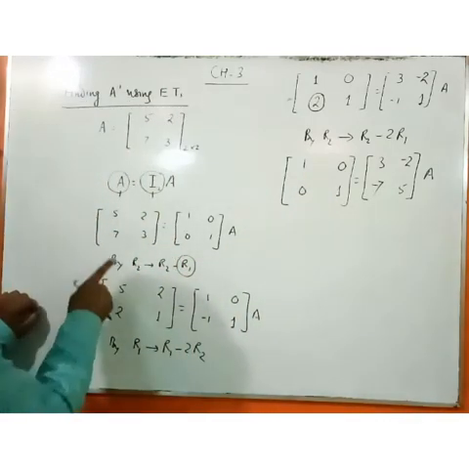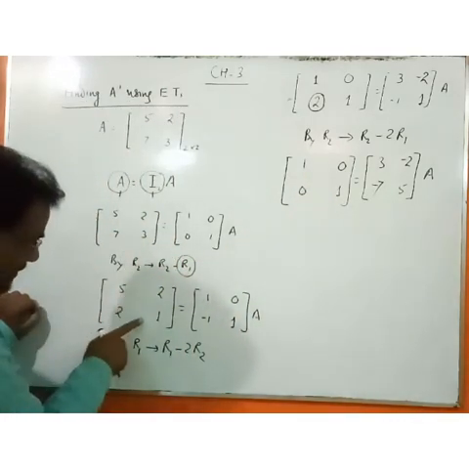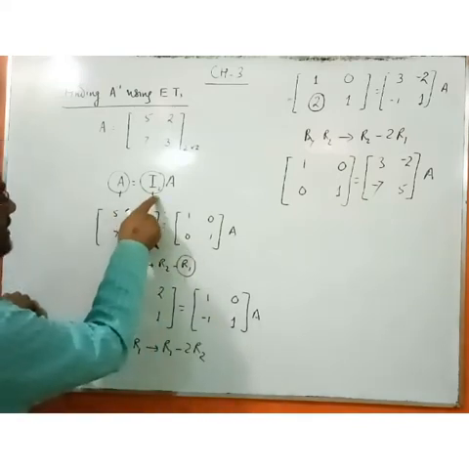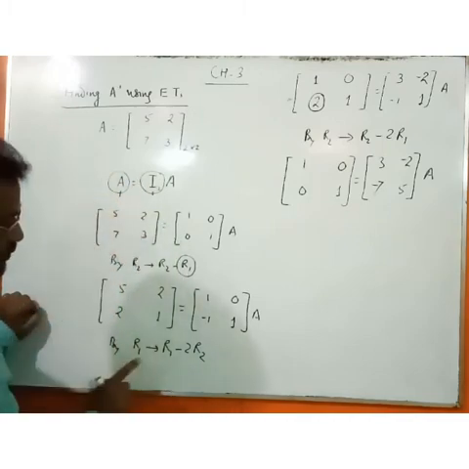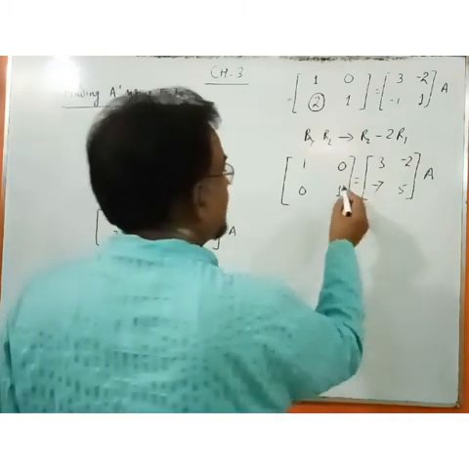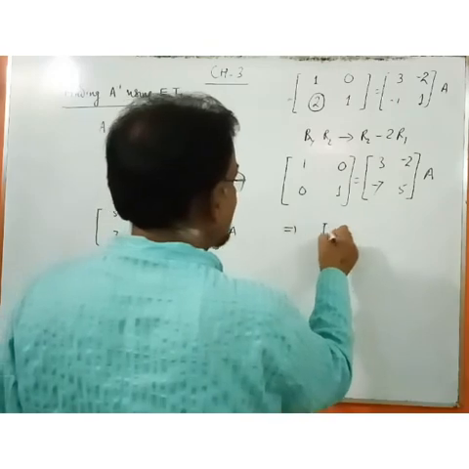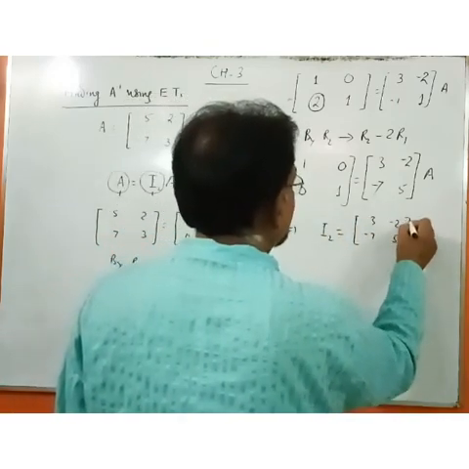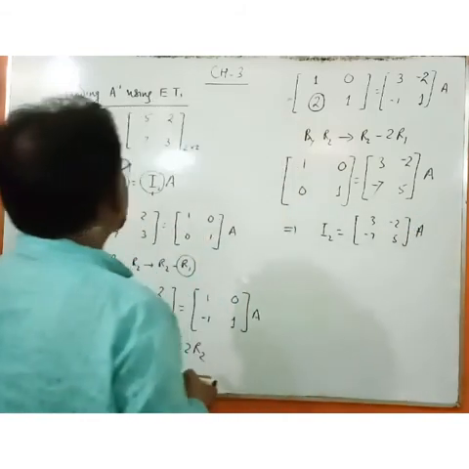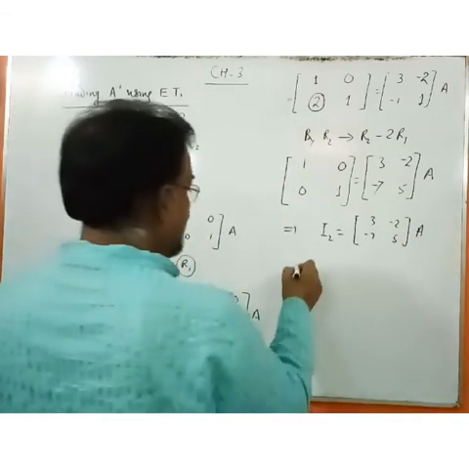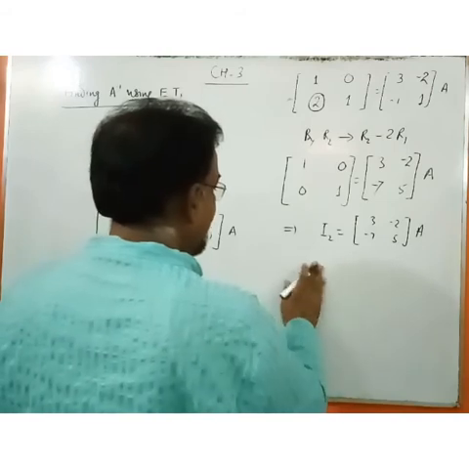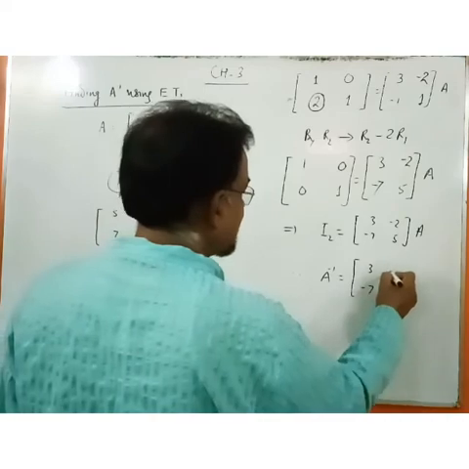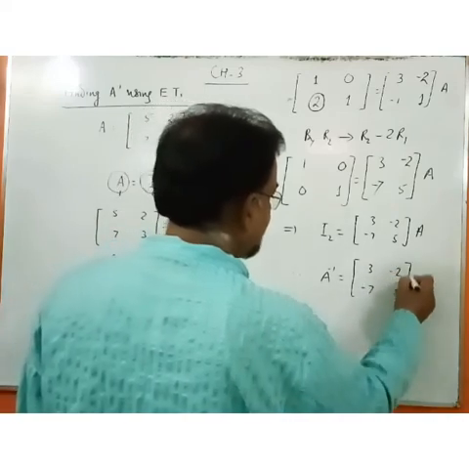One thing remember, whatever operation you are applying on the left hand side, carefully apply on the right hand side on the matrix with which we started, I2. Now this is the condition. I is equal to I2 is equal to [3, minus 7; minus 2, 5] into A. Therefore, A inverse will be equal to [3, minus 7; minus 2, 5].